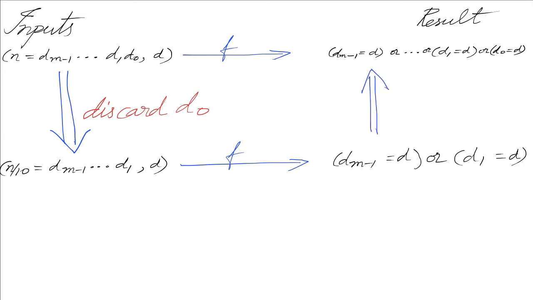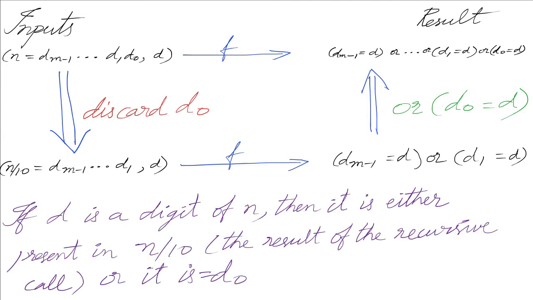In the combination step, we need to chain another OR with the check for whether d naught equals d. If d is a digit of n, then it is either present in n over 10, the result of the recursive call, or it is equal to d naught.